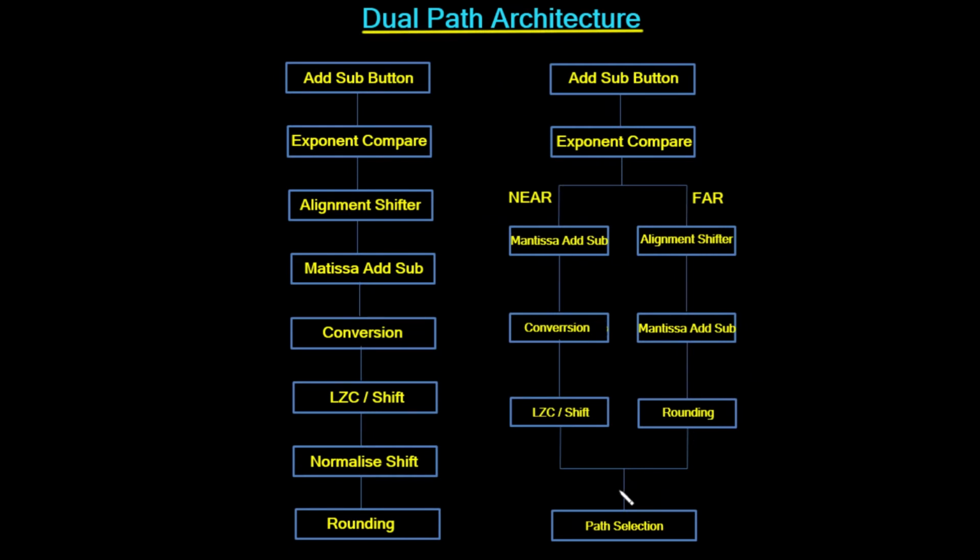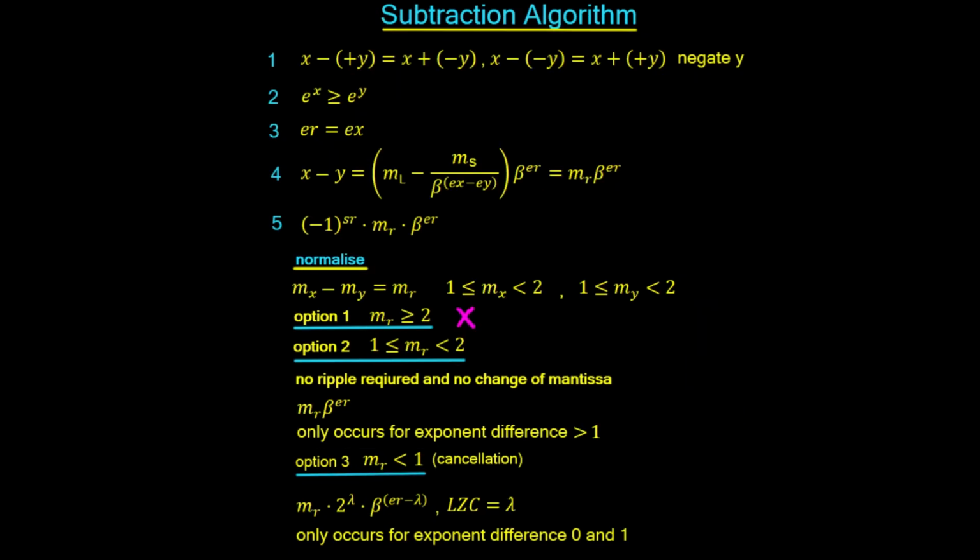So let's talk over this dual path architecture. We're going to have the add subtract button, the same as this one. We're going to have the exponent compare, which again is just the same. But then we're going to split into this near and far path. So let's first of all look back and we'll see the subtraction.